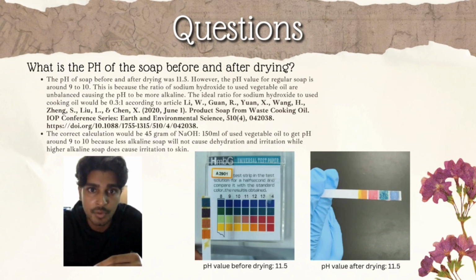So the ideal ratio for sodium hydroxide to used cooking oil would be 0.3 to 1, according to this article. So the correct calculation would be 45 grams of sodium hydroxide to 150 ml of used vegetable oil to get the pH around 9 to 10, because less alkaline soap will not cause dehydration and irritation. What does coconut oil do in the preparation of soap?